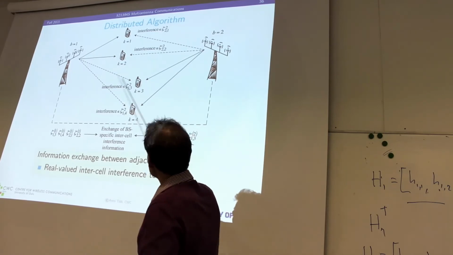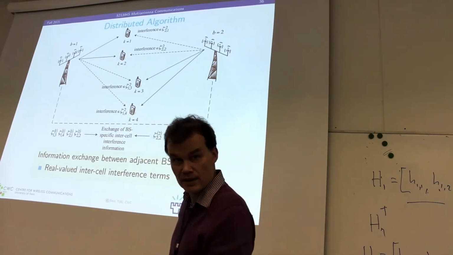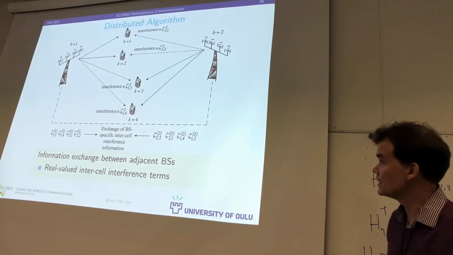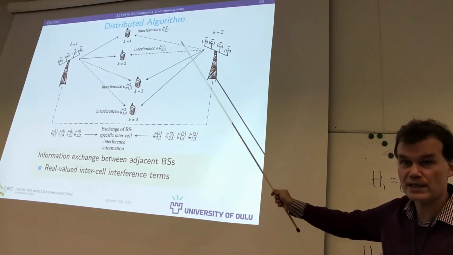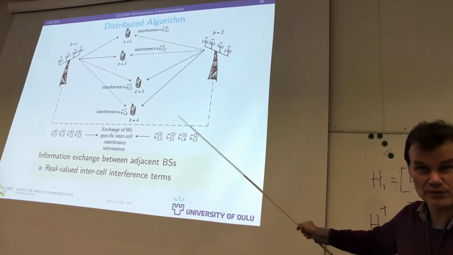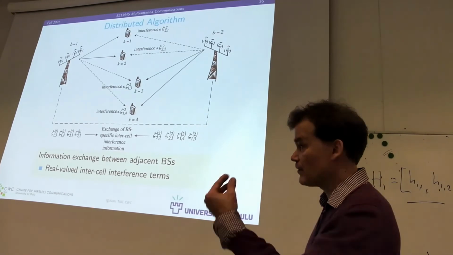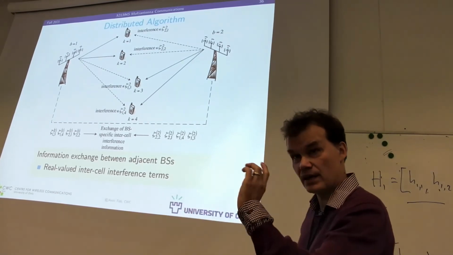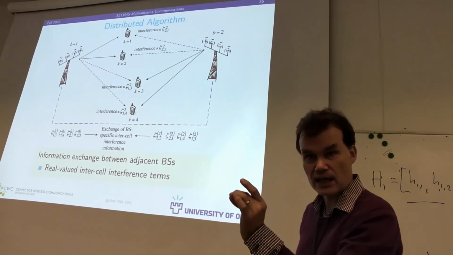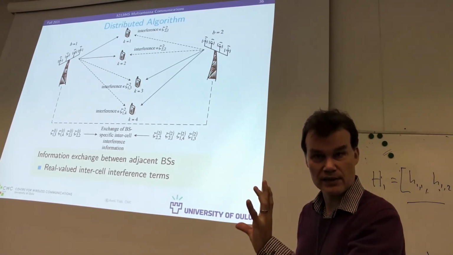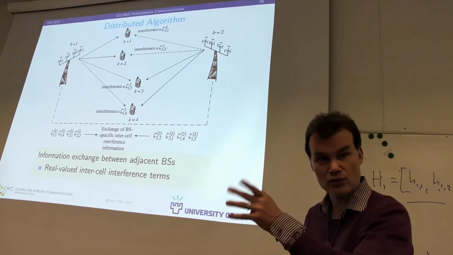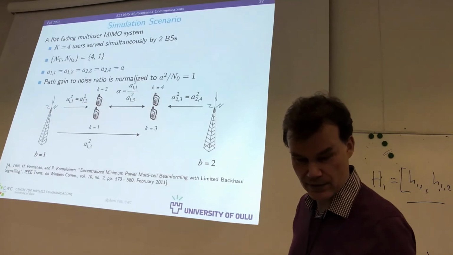So for each interference term, we have a copy, serving base station and interfering base station. It's a simple scenario because we have the 2 base stations. It gets a bit more complicated when we have more base stations, more users. But for each interference term, there are 2 copies. Each interference term couples exactly 2 base stations. Okay, that's a nice thing. You only need to exchange these terms between 2 base stations.